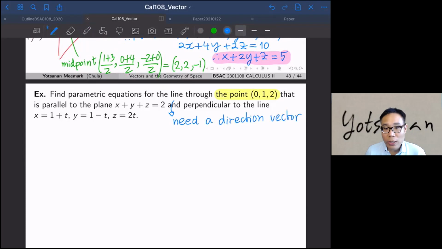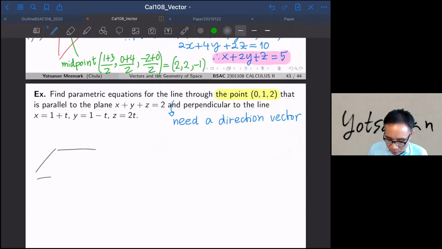Okay, so we need a direction vector. So we read the question more. It's going to be the line that is parallel to the plane x plus y plus z equals 2. So we're going to analyze the question a little bit.